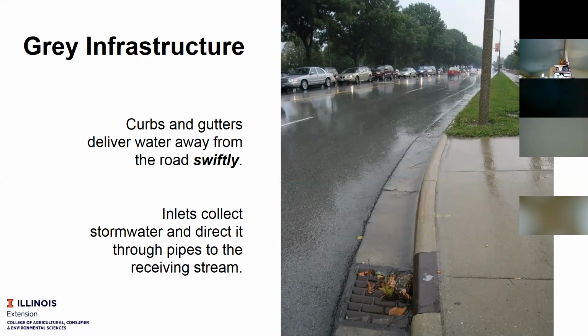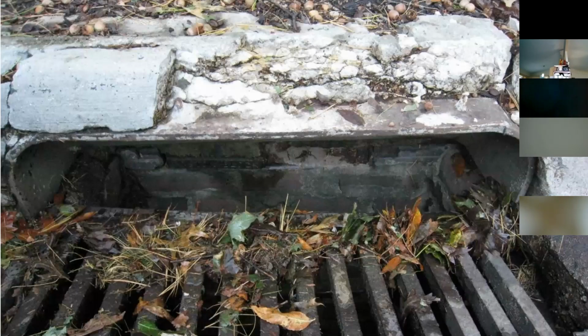And one reason we get flooding is because many of our legacy storm sewers are undersized. Can you see the brick lining in this one? This is a photo from my old neighborhood. So this storm sewer was designed in the early 1900s for a 5-year storm.